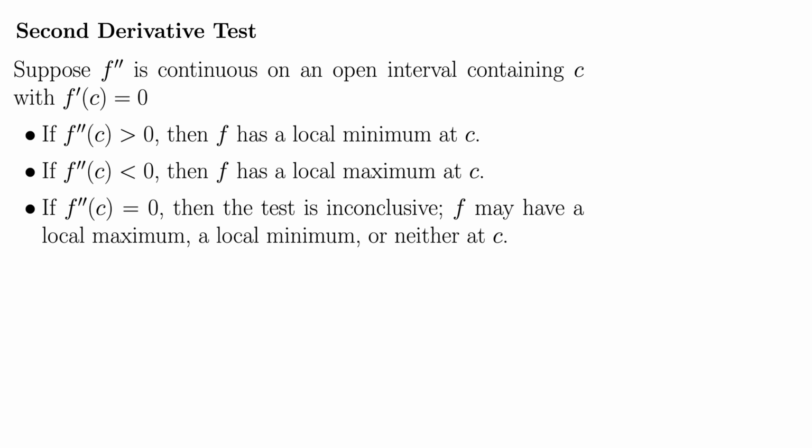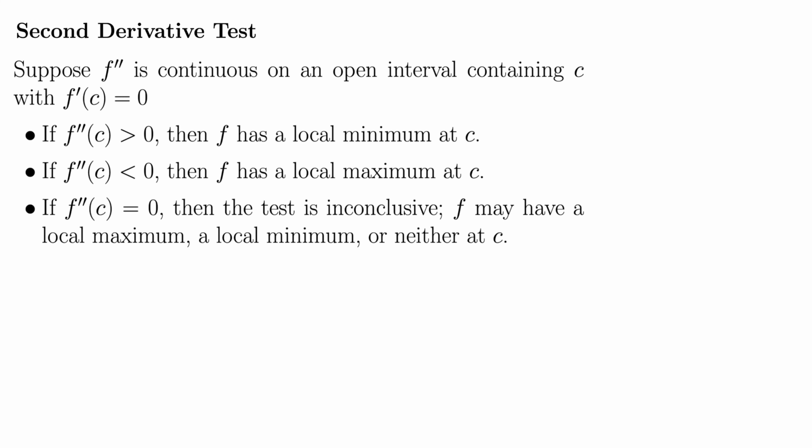Suppose f double prime is continuous on an open interval containing the point c, with f prime of c equals 0. Okay, so this works for a certain kind of critical point where the derivative is 0. So we know something might be up there. We're thinking it might be a maximum or minimum. Maybe it's not, though. So let's see what we have now.